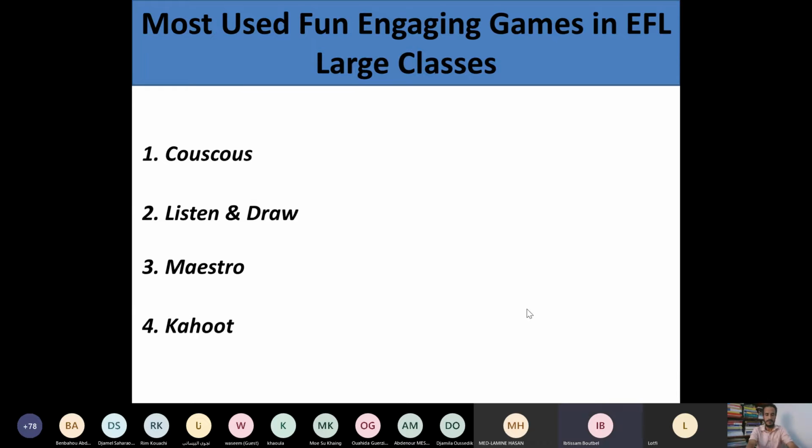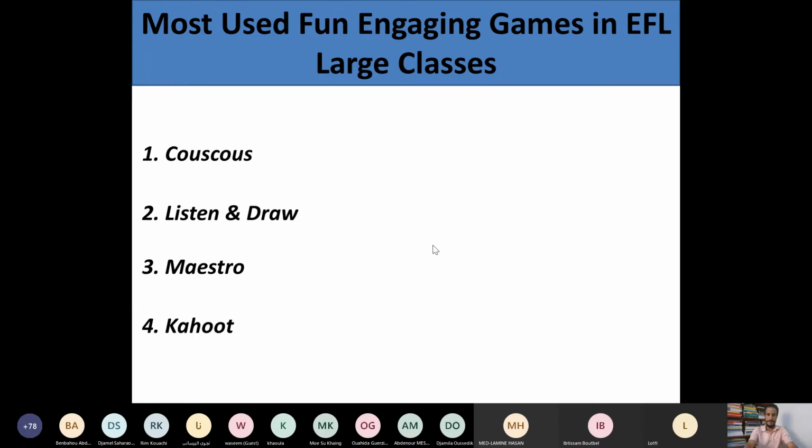So they are games mentioned here. Wonderful. On the slide, so these are the major games I can use with my learners in the beginning of the school year. But there are many. Some of them are very common, like find someone who, etc. But here I brought new games. So let's start with the couscous game.